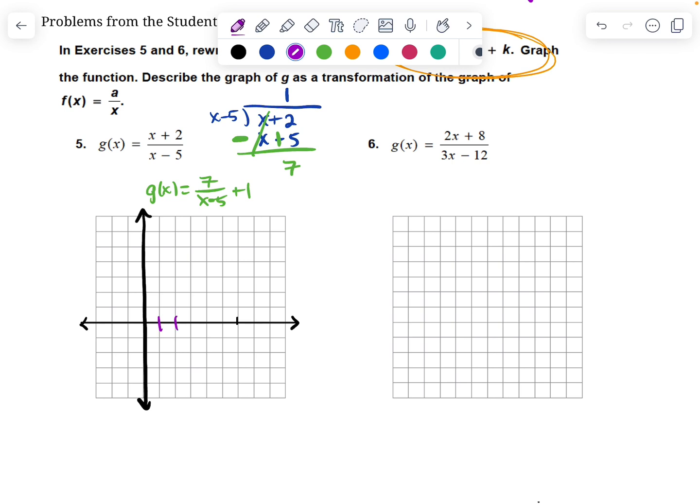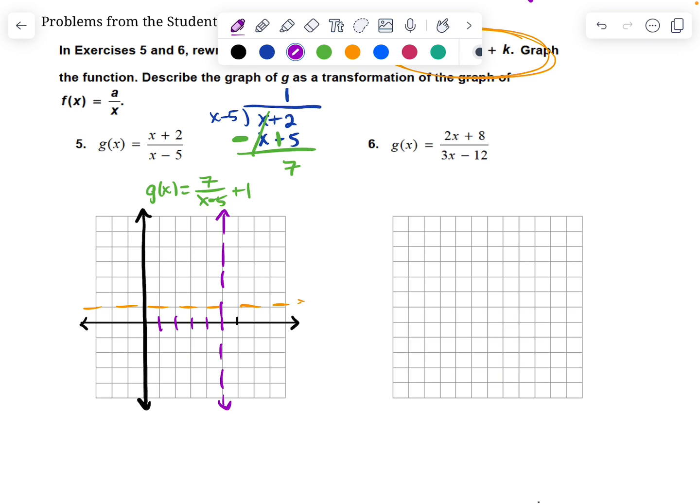Okay, so 1, 2, 3, 4, 5. Vertical asymptote at 5. Sorry, folks. All right, horizontal asymptote at 1. All right, and then we've got this 7 to contend with.